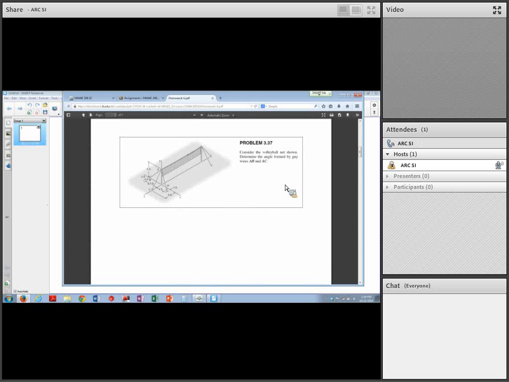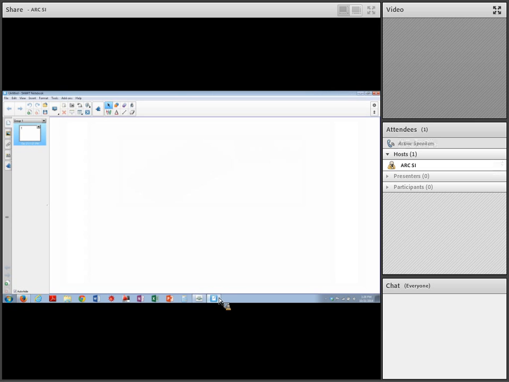Okay, consider the volleyball net shown. Oh, I remember this problem! Oh my gosh, I did this problem like 2 years ago! Yeah, it's so exciting! I always struggle now. Okay, determine the angle formed by guide wires A, B, and C. I totally did this problem!